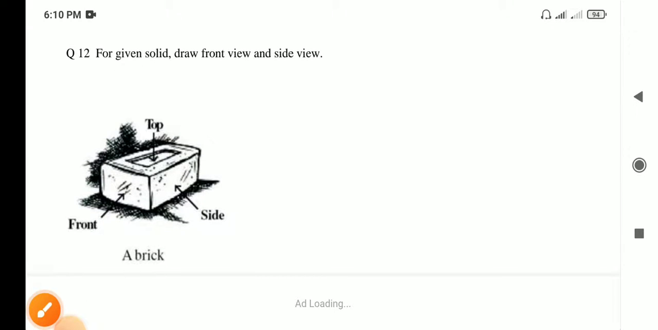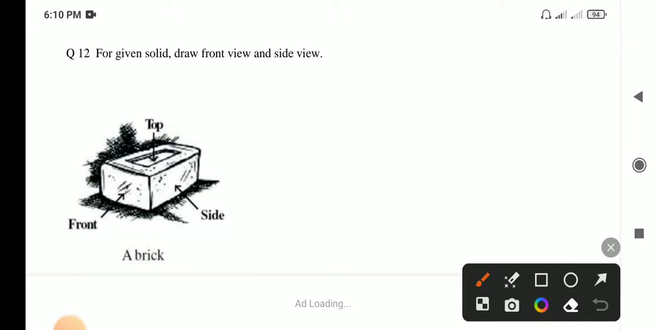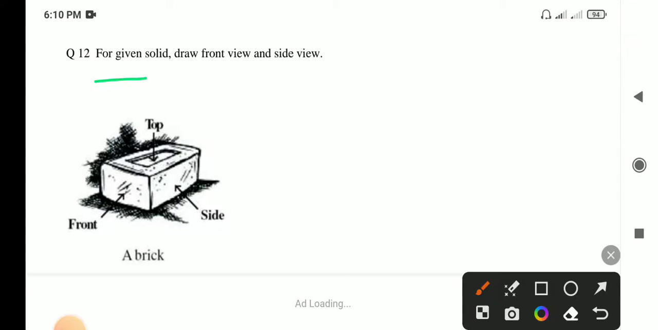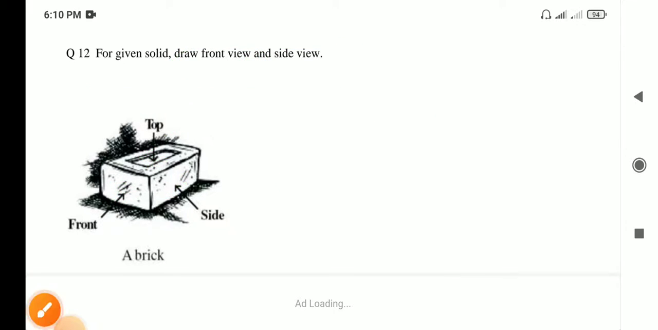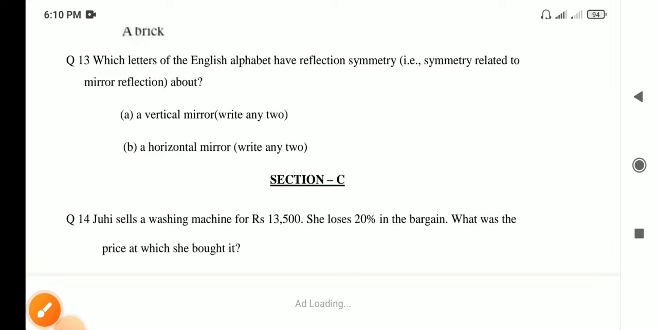And now question number 12 you can see on the screen. For the given solid, draw front view and side view. Yes, there is a solid, you have to draw front view and side view. The top view is given, this is top view, and this is the front view, and this is the side view. You have to draw front view and side view for the given solid, which is a brick. Okay, now let's see the next question.